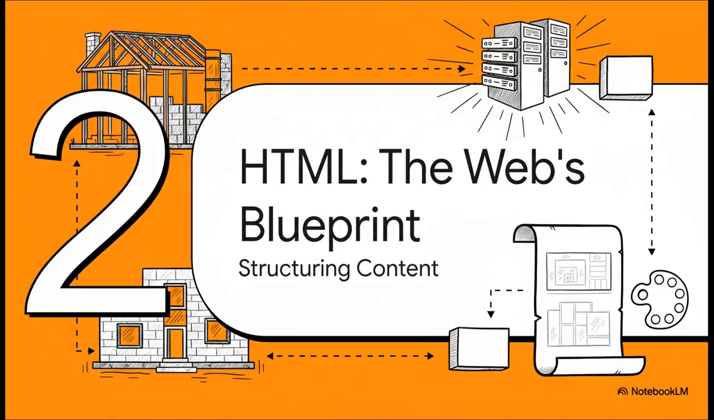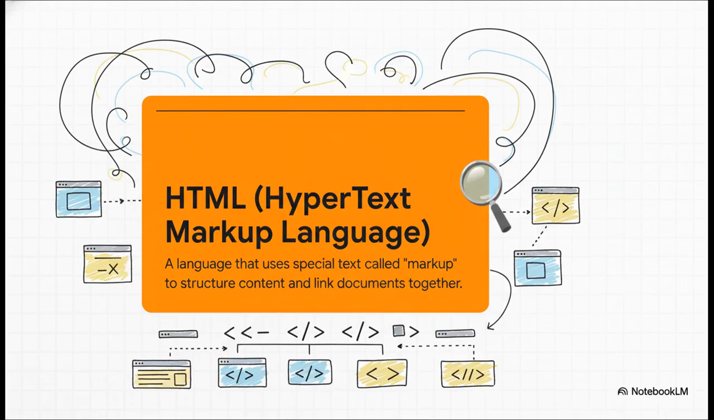Okay, so let's talk about that file the server sends back. That's our HTML file. And the best way to think about it is like the structural blueprint for a house. It defines all the rooms, the walls, and where everything should go. But it doesn't say a thing about what color the walls are. HTML stands for Hypertext Markup Language. Hypertext is that amazing concept that lets us link pages together. It's literally what makes the web a web.